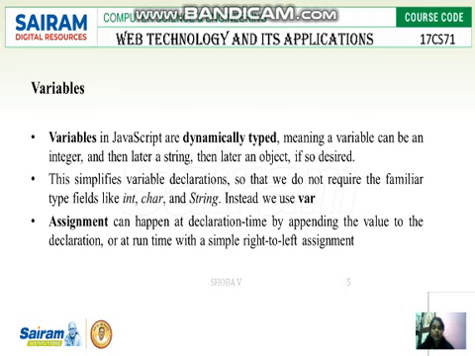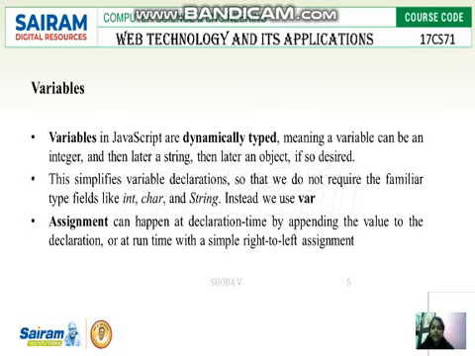If we are using these variables, we can assign an address, or we can refer to any object. The object may be a number also. This simplifies the variable declaration so that we do not need the familiar type fields like int, char, and string. Instead, we use the reserved keyword called var. Here in this bold section, I have mentioned var.